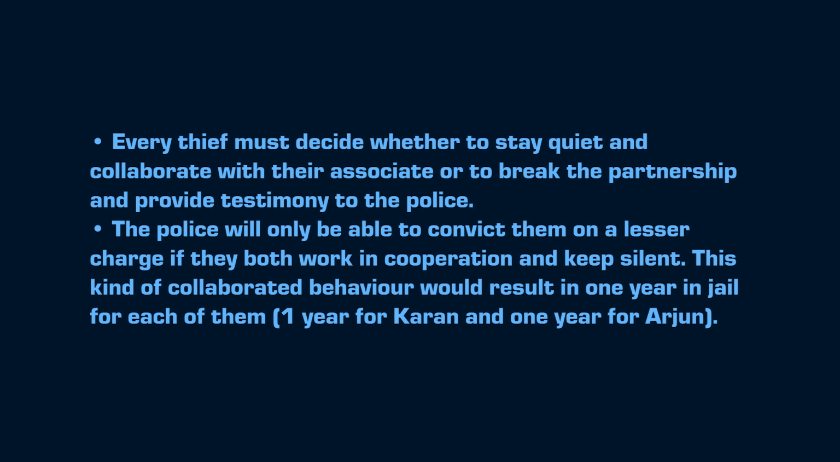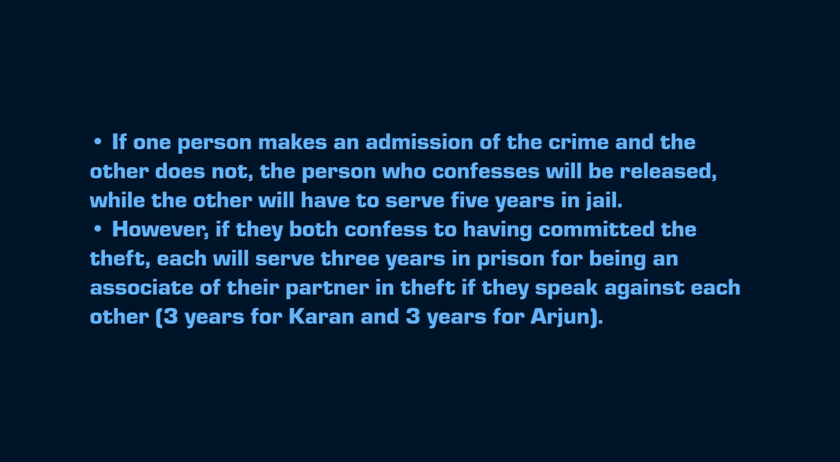This kind of collaborated behavior would result in 1 year in jail for each of them. That means 1 year for Karan and 1 year for Arjun. If one person makes an admission of the crime and the other does not, the person who confesses will be released, while the other will have to serve 5 years in jail. However, if they both confess to having committed the theft, each will serve 3 years in prison for being an associate of their partner in theft if they speak against each other, which means 3 years of imprisonment for Karan and 3 years for Arjun.